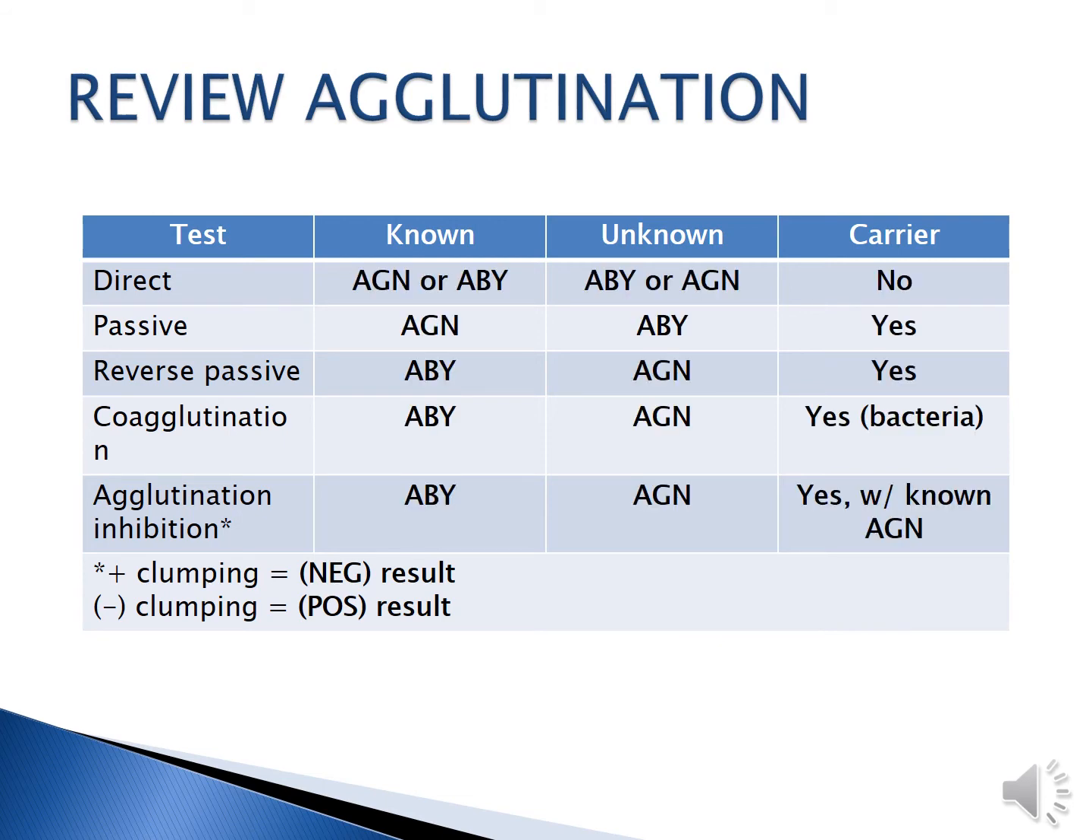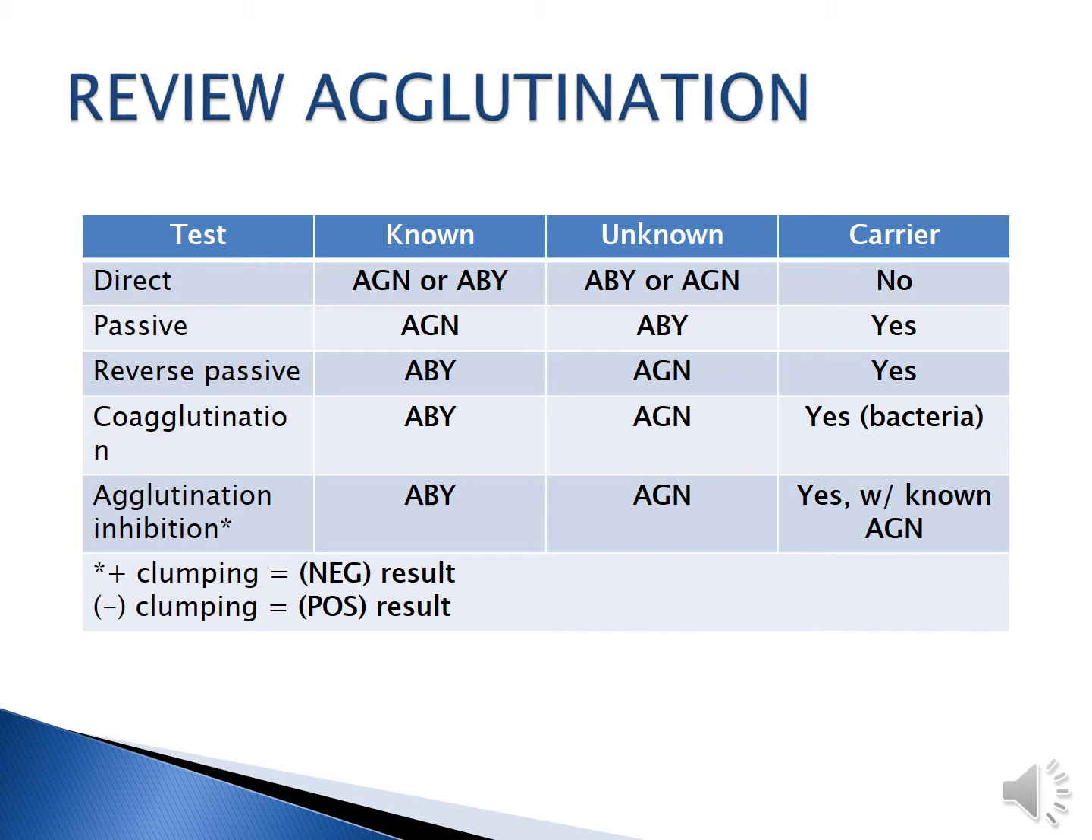For direct agglutination, the known can be either the antibody or antigen, and the unknown can be either the antibody or antigen, and we do not have a carrier in direct agglutination. In passive agglutination, our known is the antigen and our unknown is the antibody, and typically we will have a carrier like a latex bead. Now remember, if we're dealing with passive hemagglutination, the carrier would be an RBC.